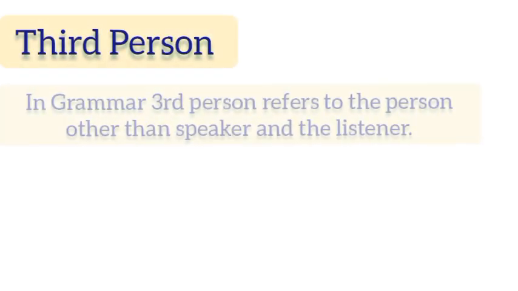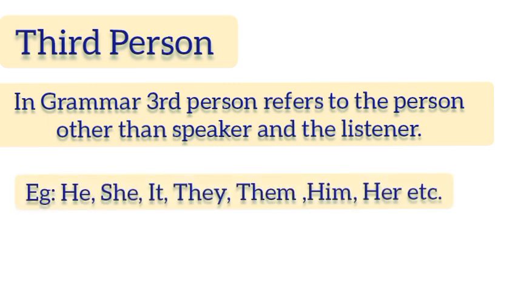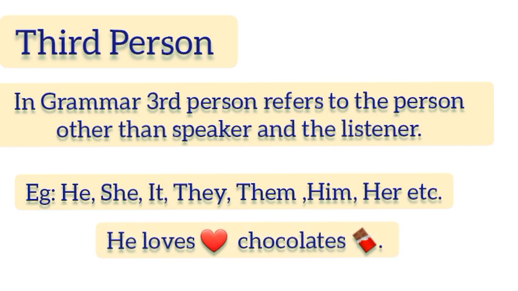Third person. In grammar, third person refers to the person other than the speaker and the listener. For example, he, she, it, them, they, him, her, etc. "He loves chocolates" is an example of third person.